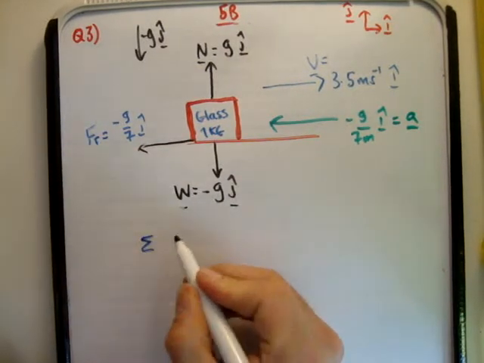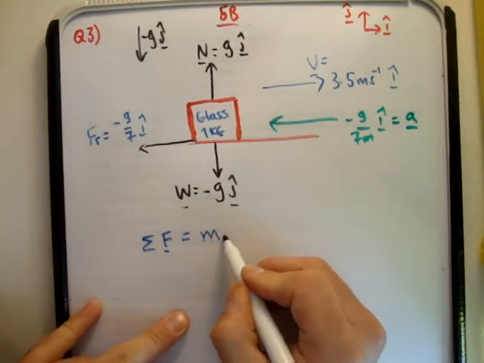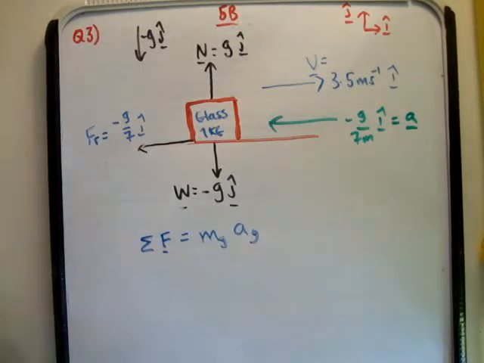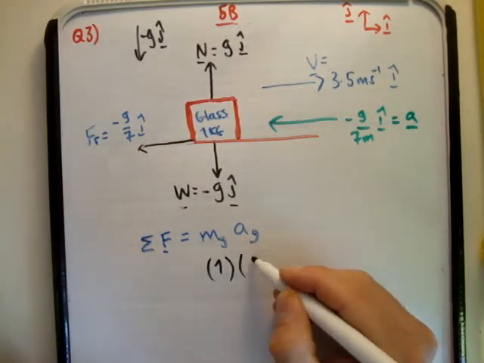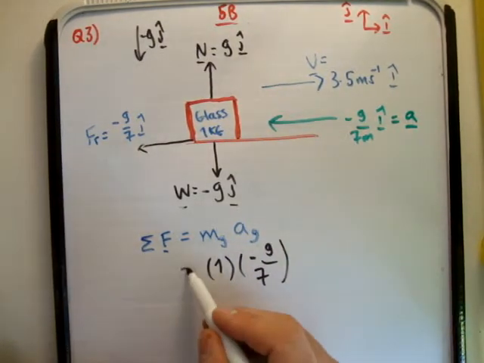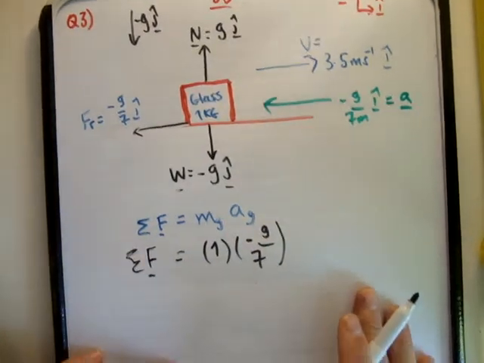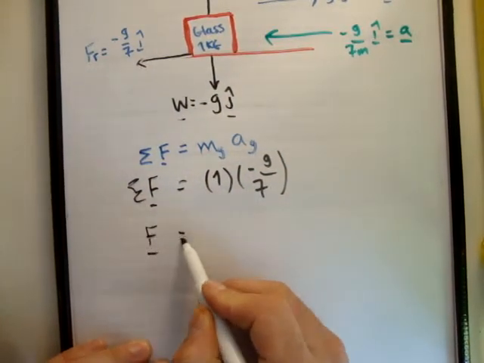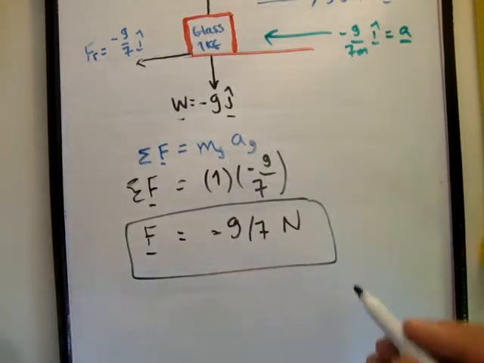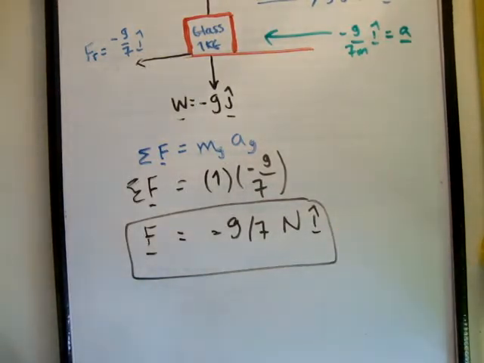So we have the sum of the forces is equal to the mass times the acceleration of the glass. Okay? We know that the mass of the glass is equal to 1. We know the acceleration of the glass is equal to minus g over 7, and the mass of the glass is 1 again, so it's just minus g over 7. Sum of the forces like that. So F is equal to minus g over 7 newtons. Like so. And that's going to be in the i hat direction. So let's just check. We're asked to find the frictional force, the deceleration of the glass, and finally the distance the glass will travel before coming to rest.